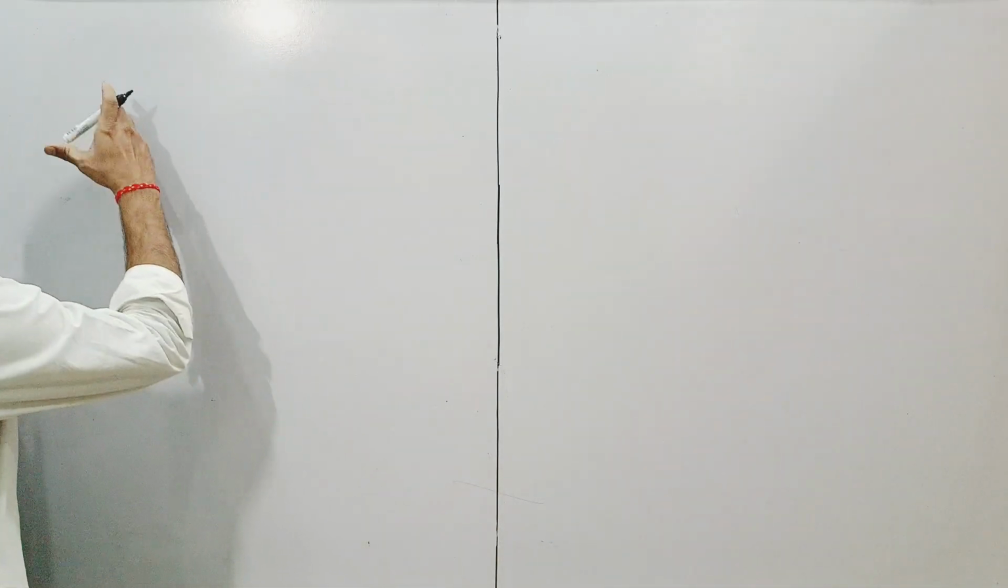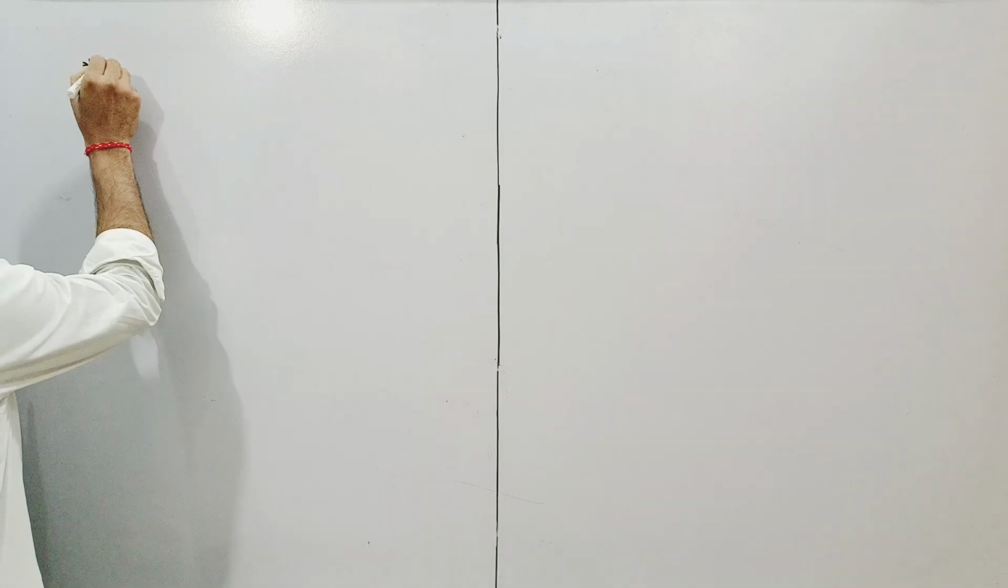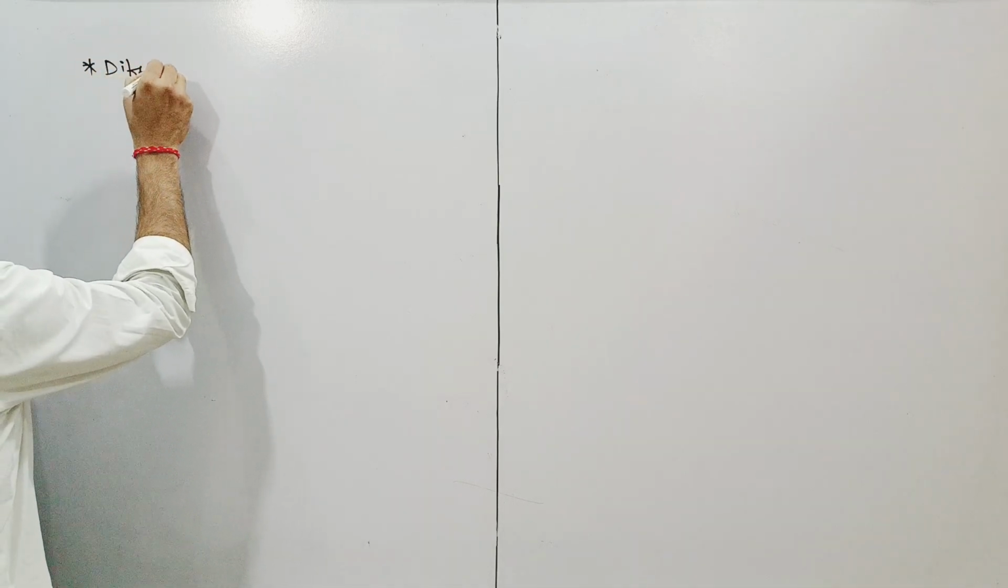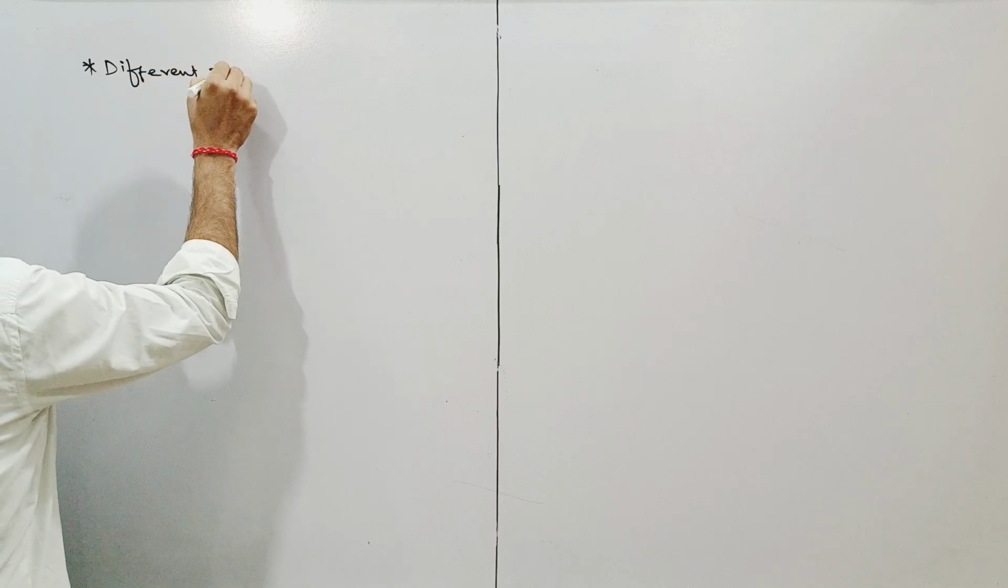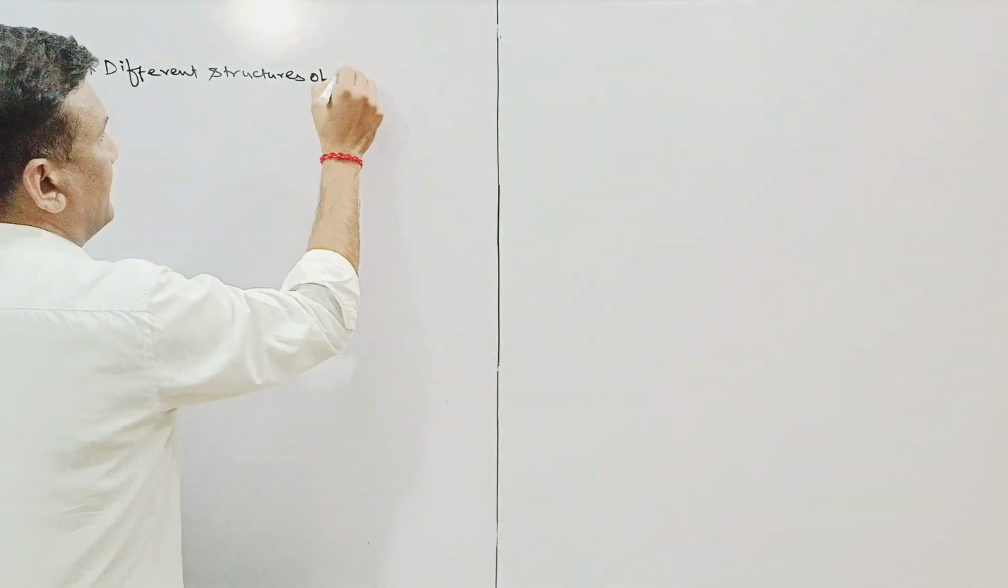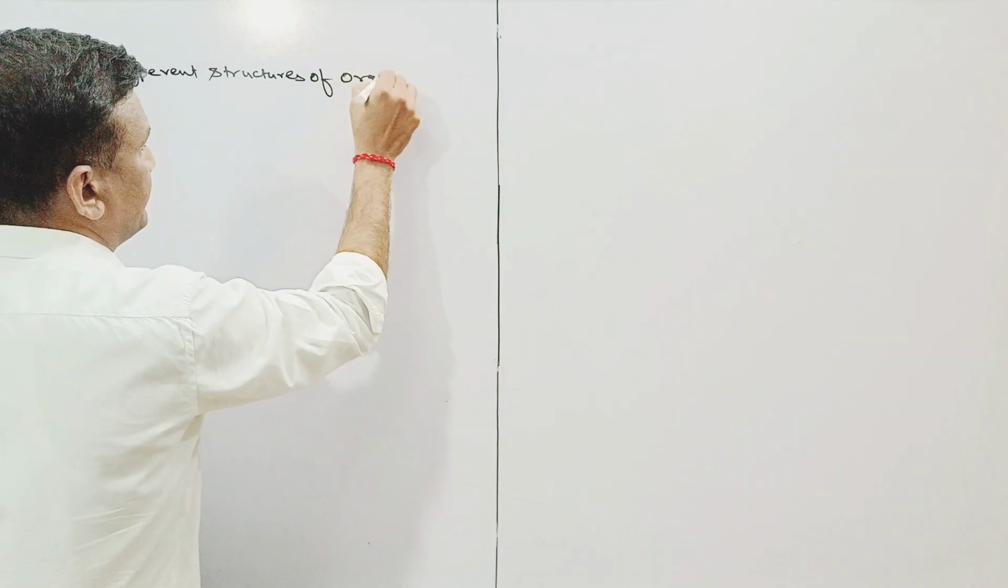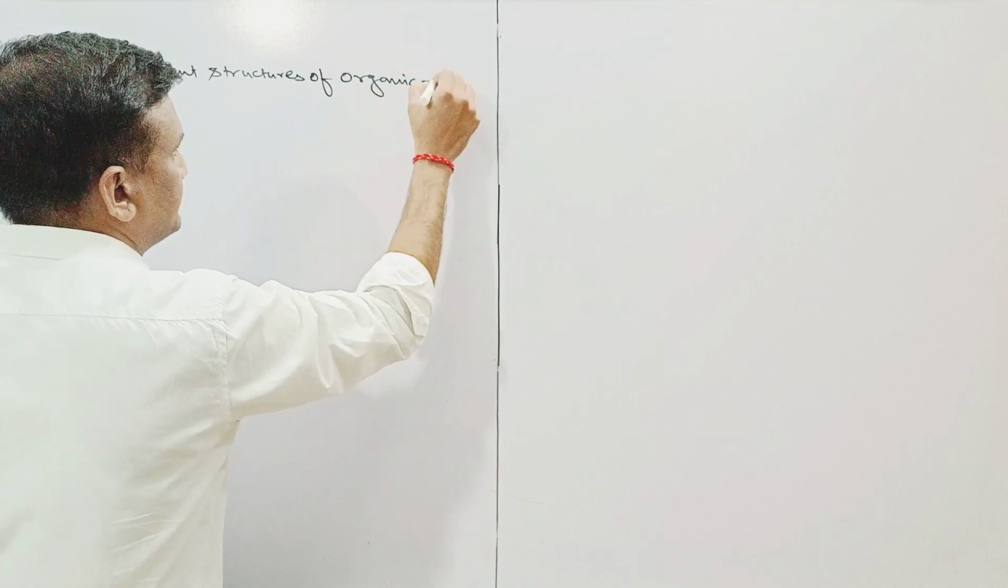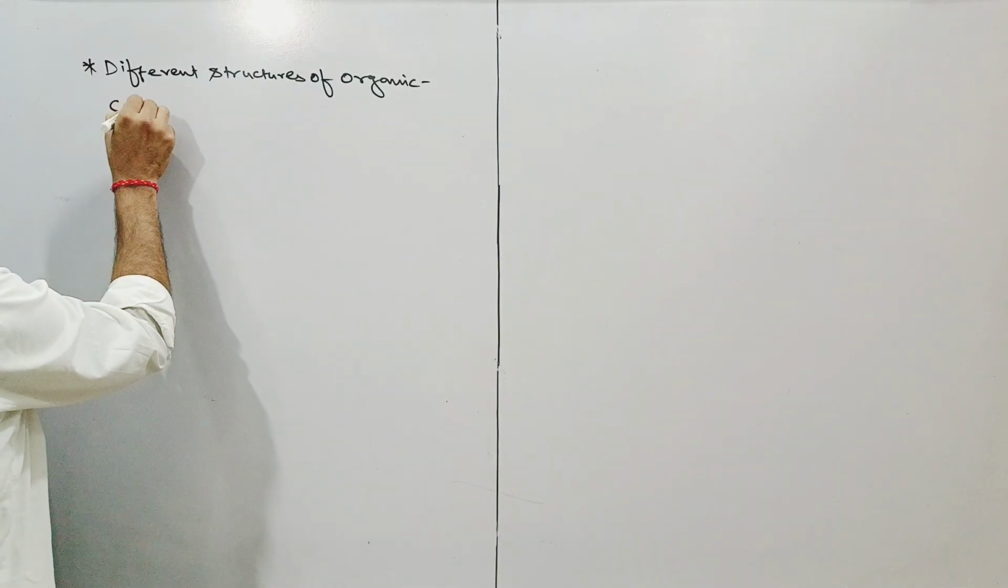Before starting the nomenclature, we'll take some of the structures of organic compounds. Organic compound के structures के बारे में discuss करना चाहेंगे. So first of all, we'll go with the different structures of organic compounds.